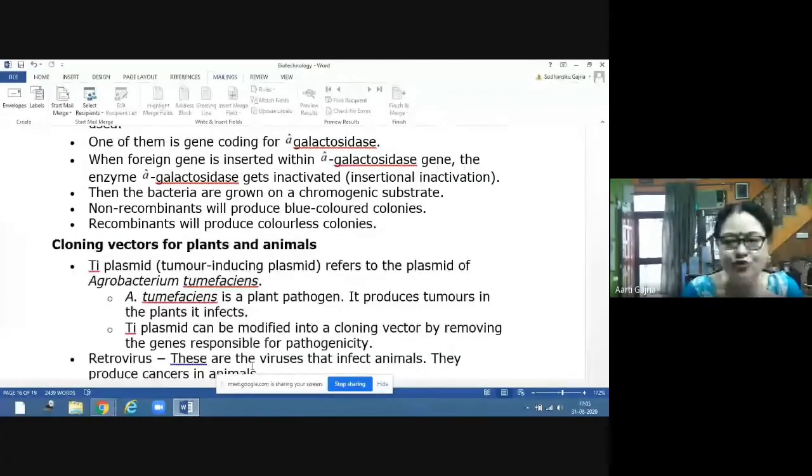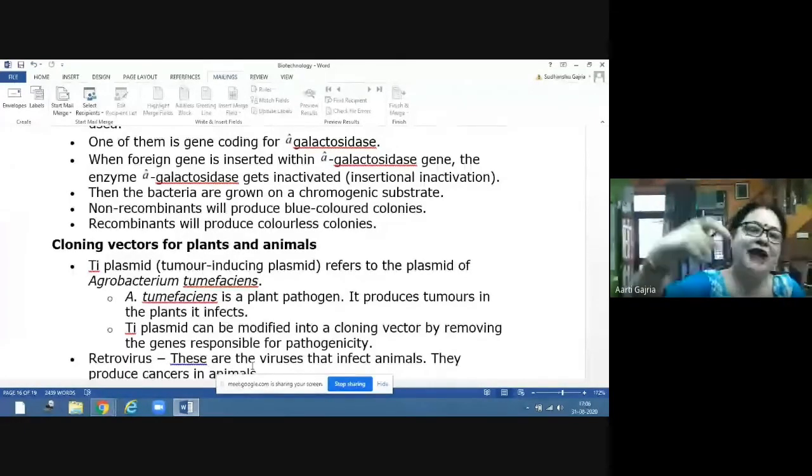So the Agrobacterium tumefaciens is taken, and the TI plasmid is taken out. From this TI plasmid, the tumor-inducing gene has been removed. So what will be left? The left portion can be used as a vector, a disarmed plasmid which is not capable of producing tumor, but it can be used as a cloning vector, because that plasmid has the capability to replicate and make several copies. So we can use that plasmid to replicate the gene of interest.